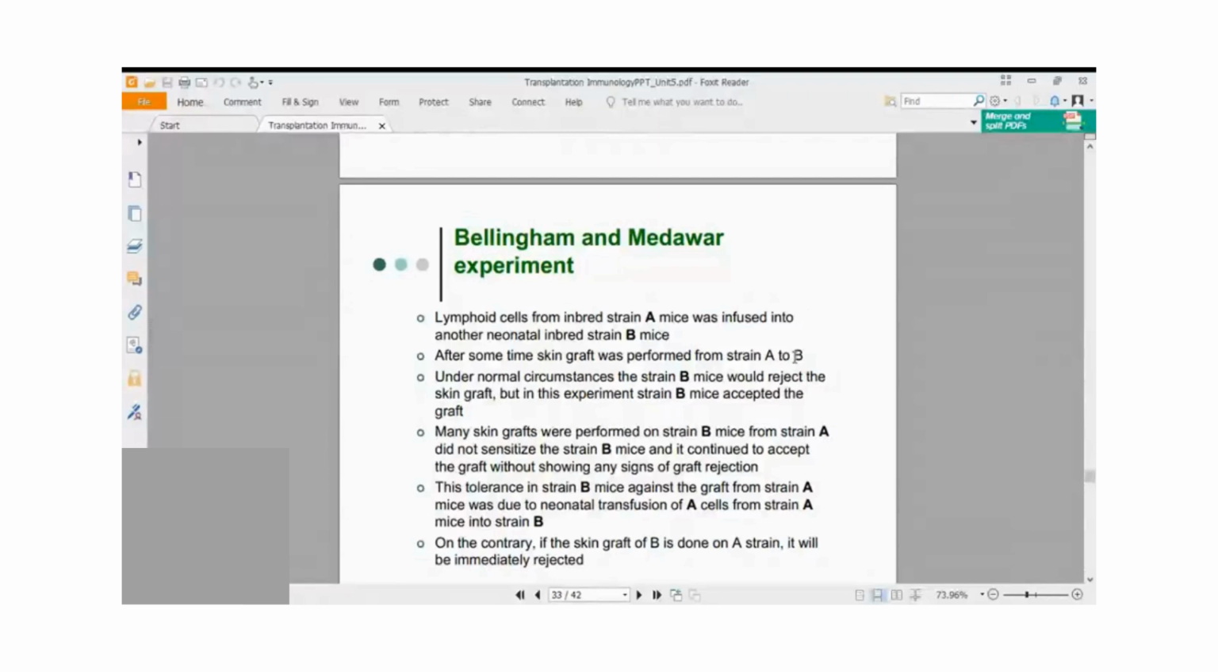In the first set of rejection reaction, the rejection takes place within 14 days. And if you do the second graft of the same B strain onto A, the A will reject the graft immediately, which is non-tolerance. It means A was not exposed to the antigens of B in the neonatal condition. Therefore, it is not developing tolerance. It has not developed tolerance. Therefore, it will reject those antigens. Whereas in the case of B, since it was exposed to A strain antigen, it has accepted it.